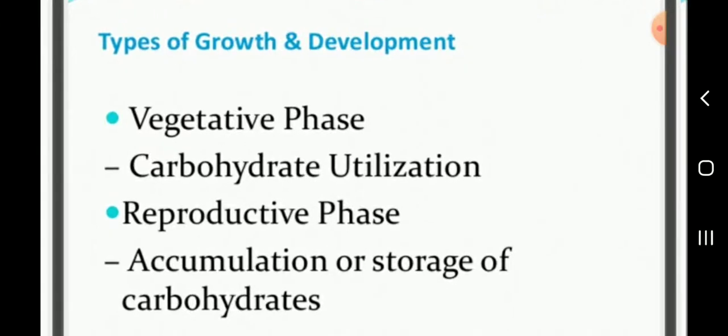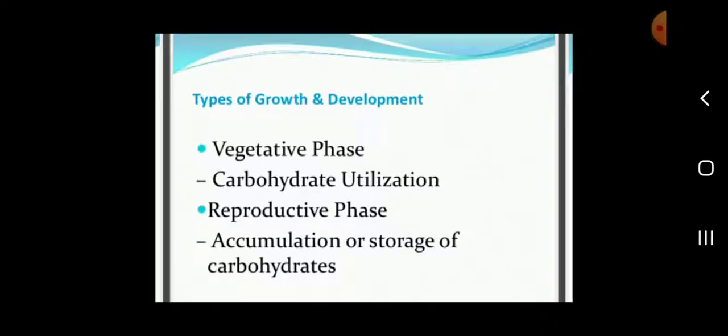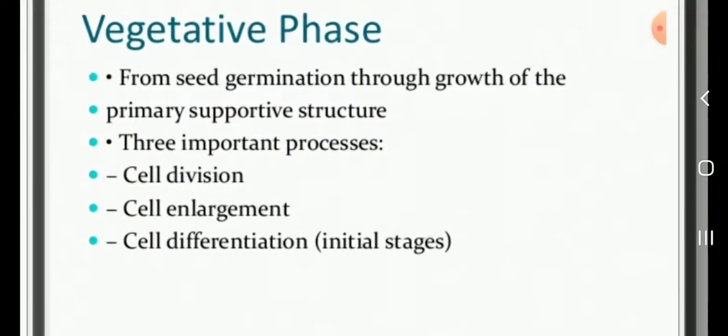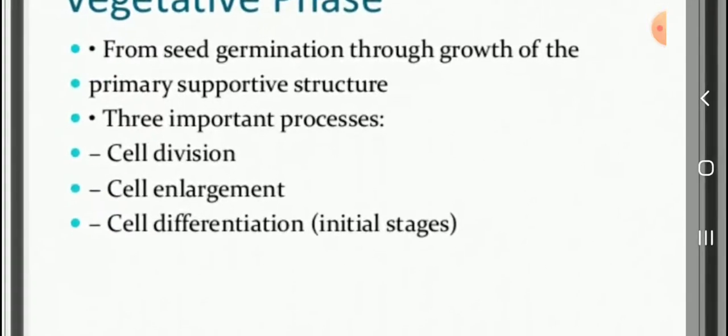Listen, there are the types of growth and development: vegetative phase and reproductive phase, these are the two phases. First, vegetative phase: from seed germination through growth of the primary supportive structure. Three important processes. What are the three important processes? Cell division, cell enlargement, cell differentiation.